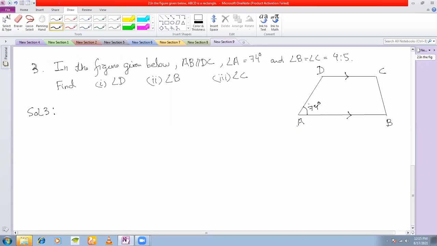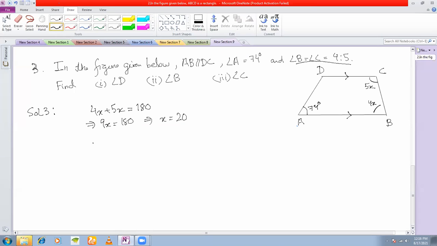First of all, angle A is 74 degrees. What is the ratio given here? Angle B is to angle C is equal to 4:5. So I can take angle B as 4x, and angle C as 5x. You agree? Now 4x plus 5x must be equal to 180 degrees, because the sum of adjacent angles of a trapezium is 180 degrees. Don't write here, this is just roughly I'm showing you. So you can find out x from here. That means x you get as 20.